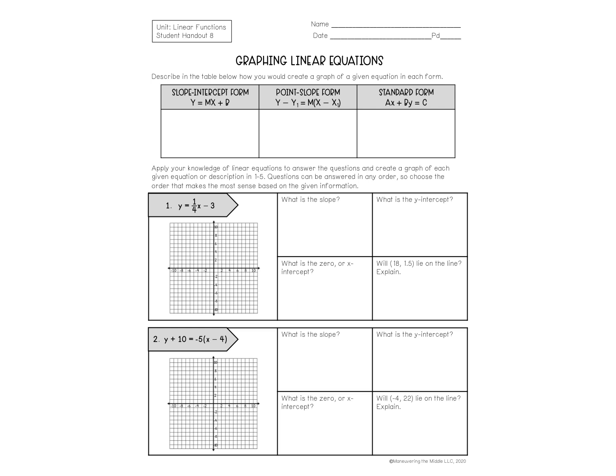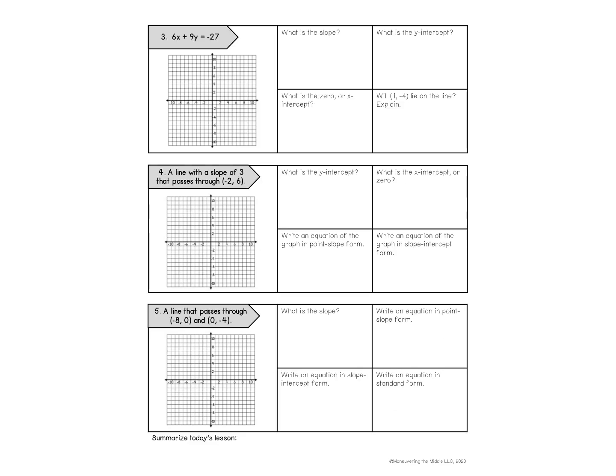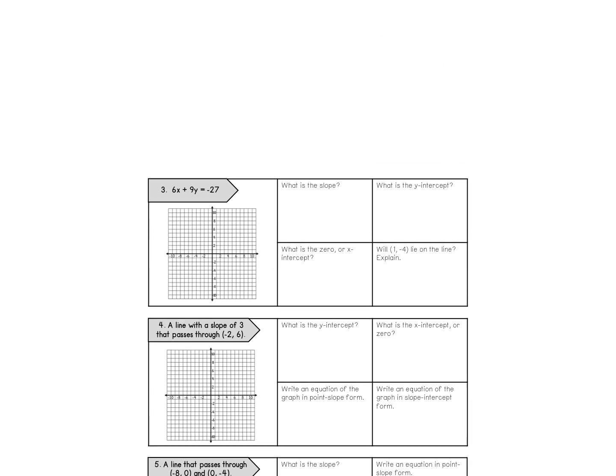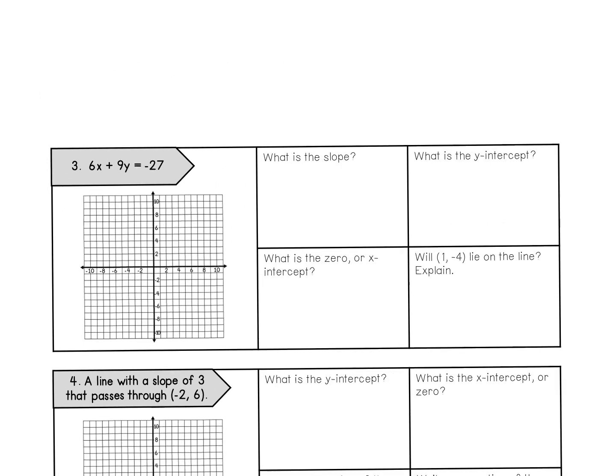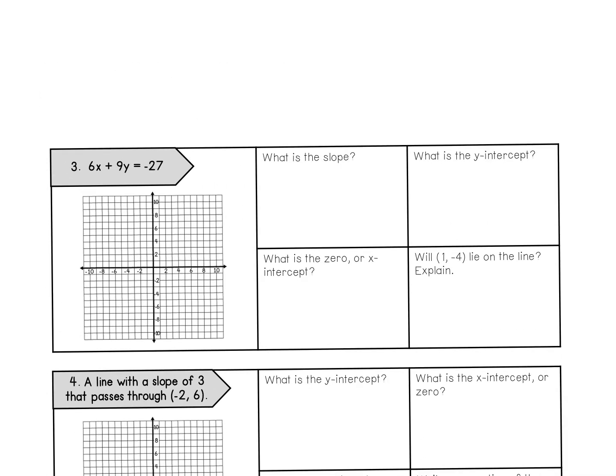So this page is following the notes that you already had open. We're going to scroll down to the second page at the top. And we have this problem in standard form. So I'm going to do this problem by solving for y. So I have 6x plus 9y equals negative 27.